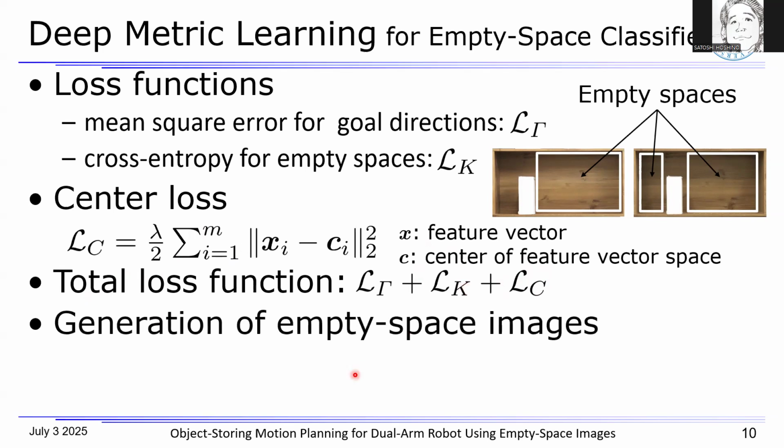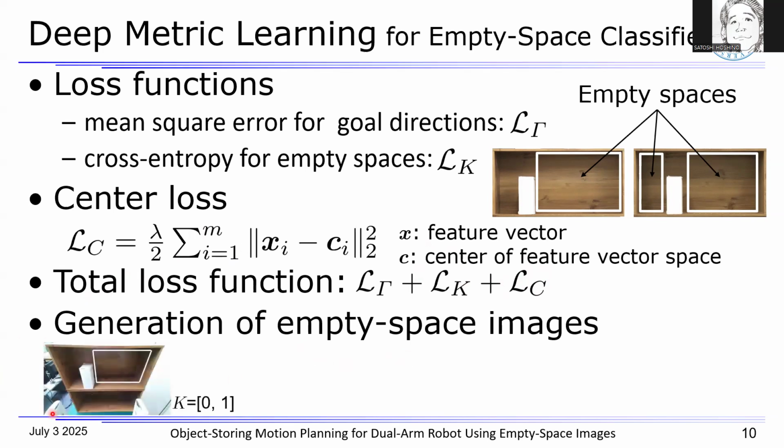And after classification, empty space images are generated. Let me show you an example here. Now in the RGB image, only the right space is empty. So the classified result should be (0, 1).